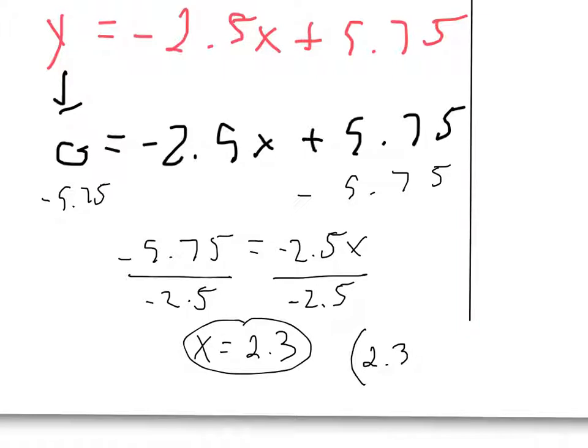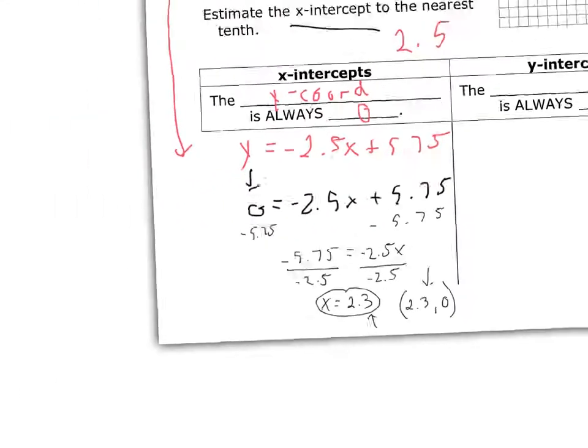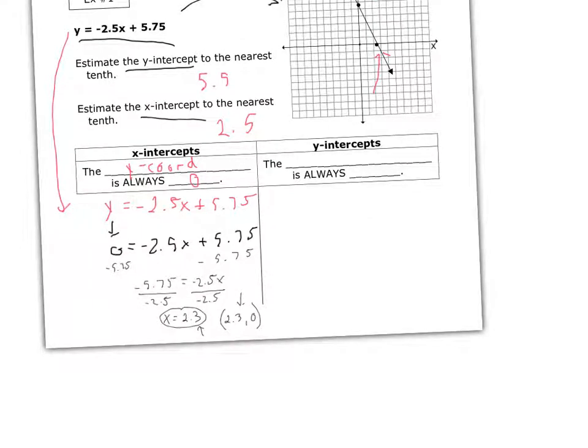And remember, for x-intercepts, your y value is always 0. Okay, so this is your x-intercept. This is the location of that x-intercept. Okay, so a lot of information. You're going to have to go back and watch this or relook at your notes. Okay, so that was the x-intercept.